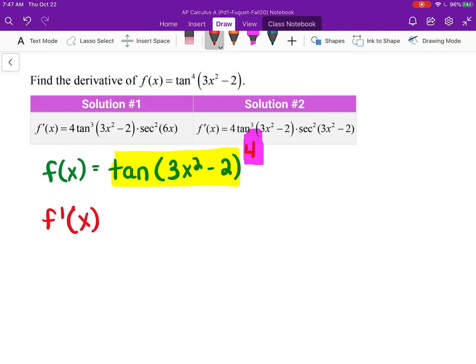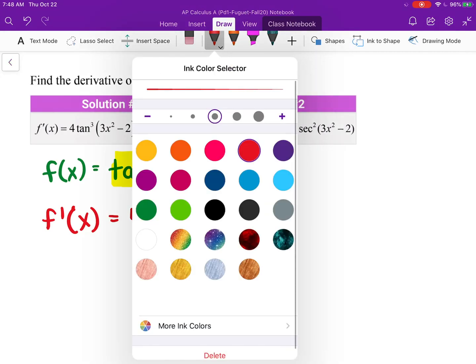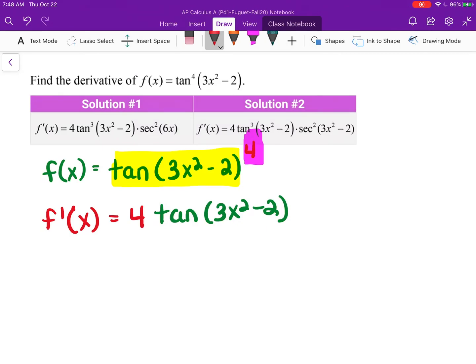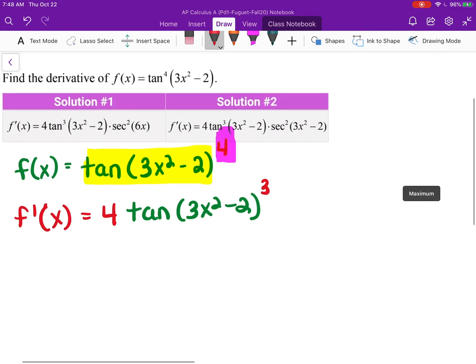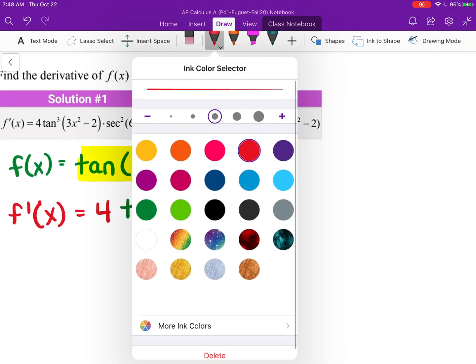So we're going to say f prime of x equals the derivative of the outside, which is my fourth power here. Anything to the fourth power, we're just going to use the power rule. So we can bring 4 down out front, recopy the inside, because we're only taking the derivative of the outside. So 4 times tangent of 3x squared minus 2, and the power rule says to subtract the original exponent by 1. So that gives us to the third power. So that's the first part of the chain rule.